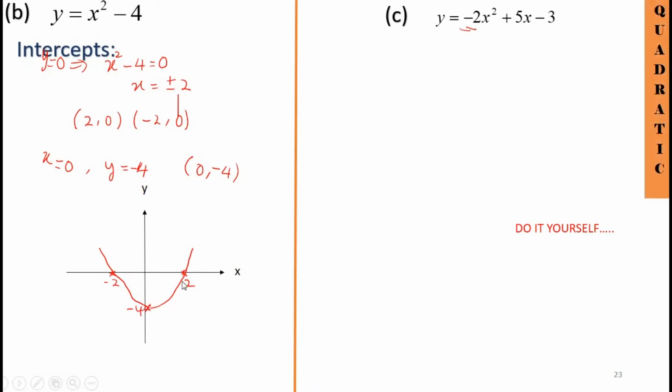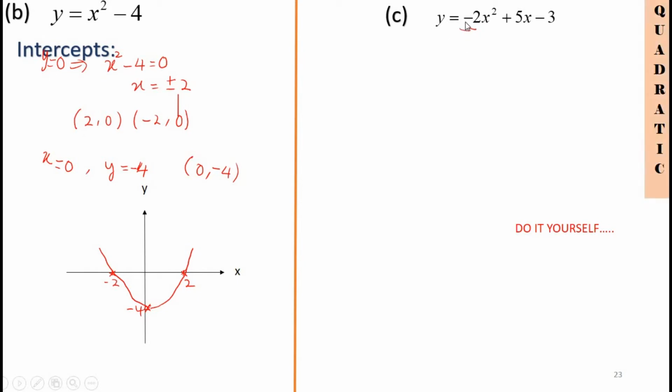Then you just connect all the 3 points. So you get the quadratic graph in a U shape. This is what we call a parabola shape. Why is it a U shape? Because in front of x squared, the coefficient is a positive number, that is positive 1. So it's different for this next function.